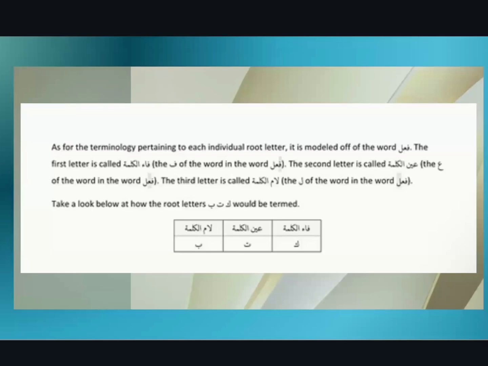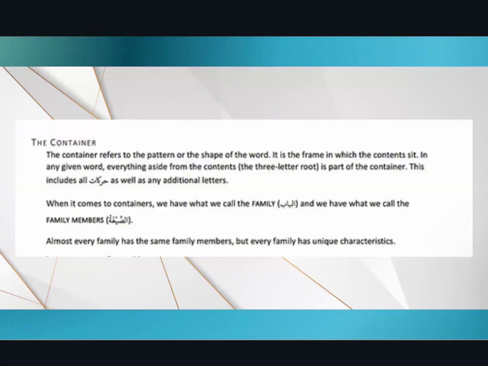Kataba, fa ain lam. So here we have the container. The container refers to the pattern or the shape of the word. It is a frame in which the contents sit, or the family. The root letters are the contents, and the container is the family.